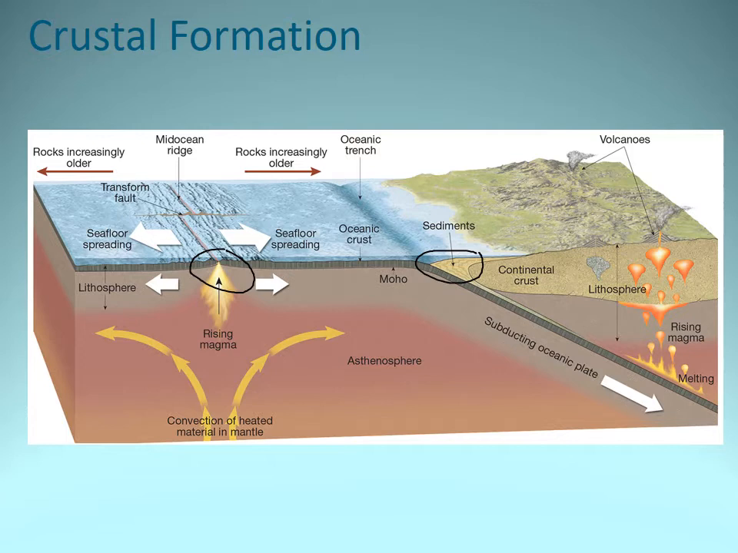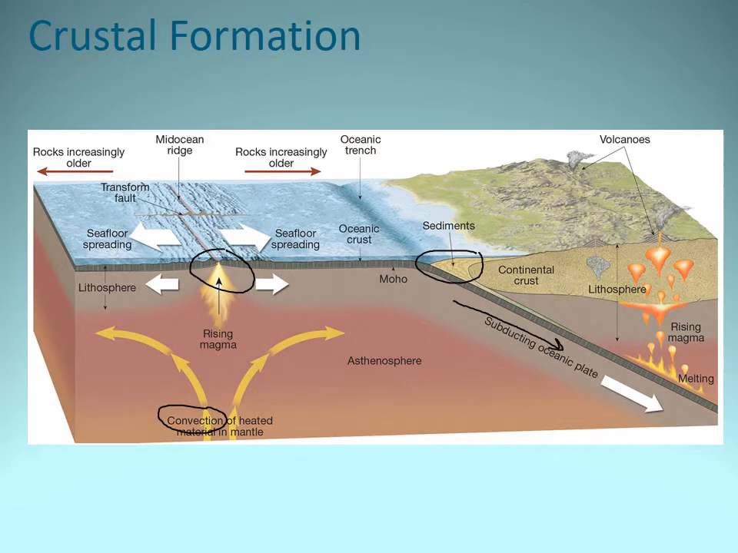Now, the process behind all of that, deeper within the Earth, is convection. Because of convection, we have rising magma that helps spread out the seafloor. And as the seafloor is getting spread out, once it collides with continental crust, because oceanic crust is more dense than continental crust, it dives underneath it in subduction areas.